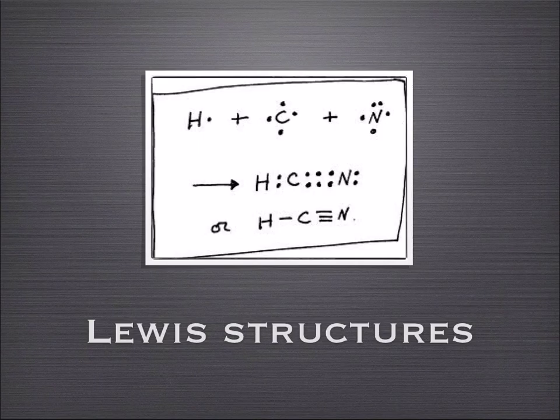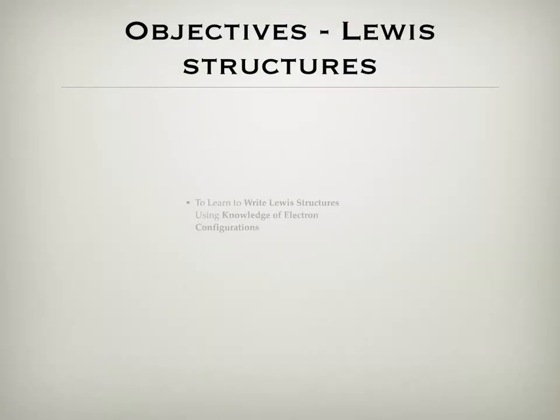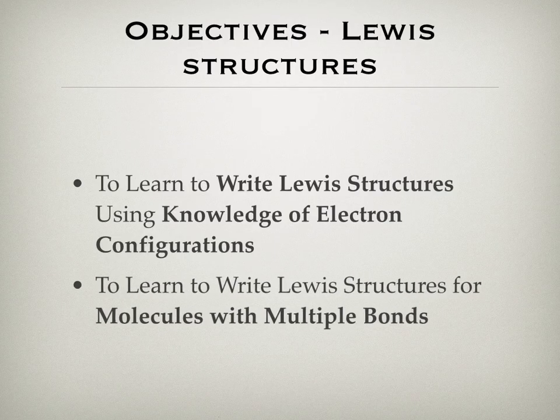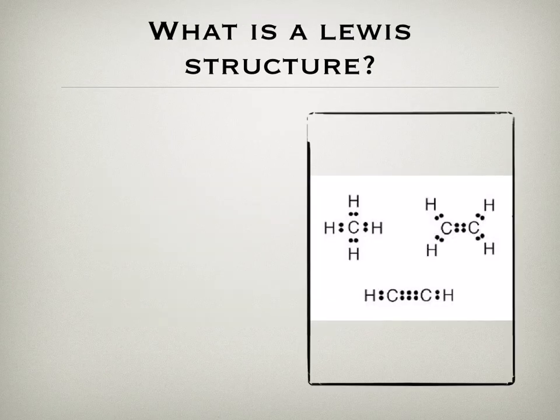Alright, so you've had some practice with Lewis structures so far, but we're going to go over it if we're still a little bit confused. So, the objective of Lewis structures is that we want to be able to write them, knowing what we know about electron configuration, and you want to be able to do it for molecules that are only covalent, with multiple bonds.